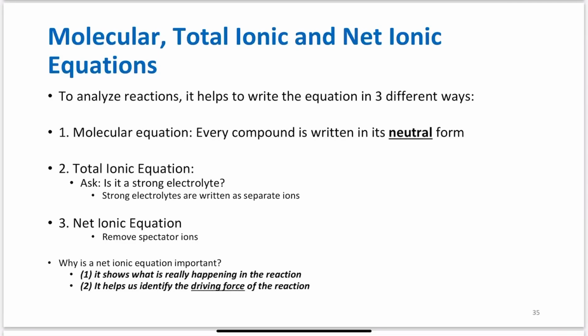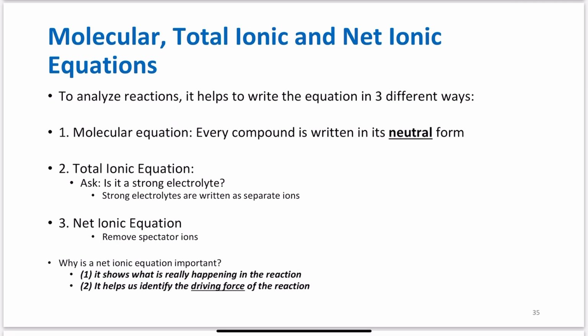The balanced chemical reactions and equations we've looked at so far have been molecular equations. We need to talk about molecular, total ionic, and net ionic equations and what these different things mean. To analyze reactions, it often helps us write equations in three different ways to really see what's going on. Again, the molecular equation is what you've seen so far.